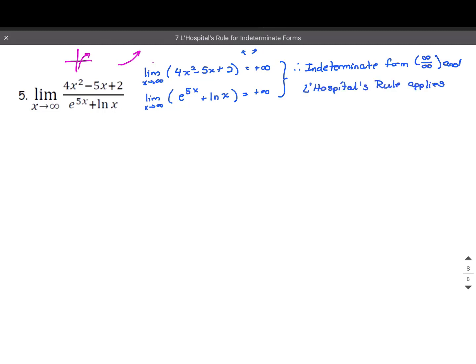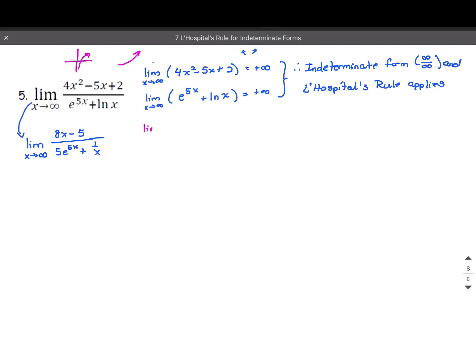Infinity over infinity, and we know that L'Hopital's rule applies. Okay, so that means that this limit is going to be the same as the limit as x heads to infinity of, now the derivative of the top, 4x squared is 8x, minus the derivative of 5x is 5, over, now the derivative of the bottom. The derivative of e to the 5x is 5e to the 5x plus the derivative of natural log of x is 1 over x.